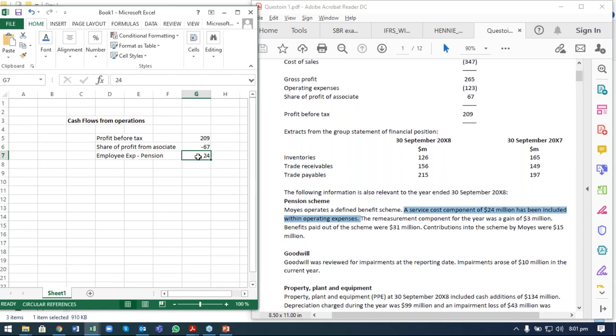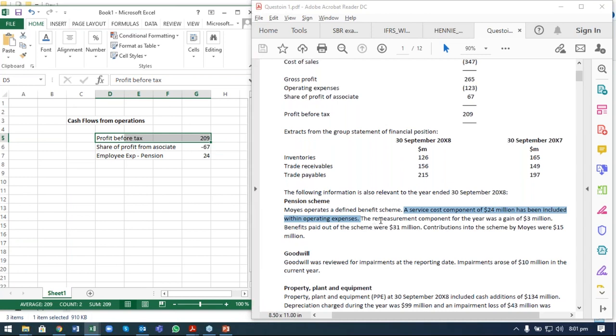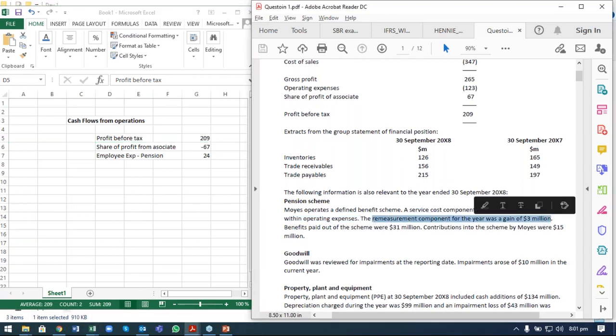The remeasurement component for the year ended was a gain of 3 million. The remeasurement component created a gain of 3 million. So do we need to adjust it? No, we don't need to. Why? Because the starting point in our cash flow is profit before tax, while this remeasurement component was adjusted in other comprehensive income. So we have not accounted for the other comprehensive income. Why are we going to account for this item? So we are going to ignore this one. Whenever looking into an exam, you can cross this one.